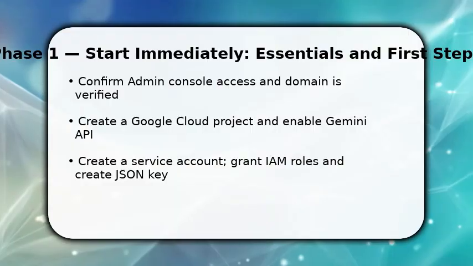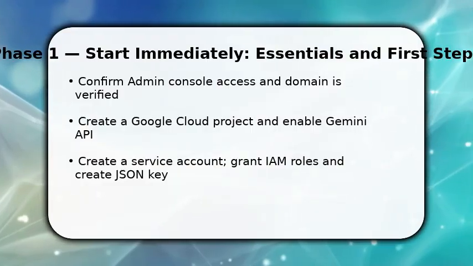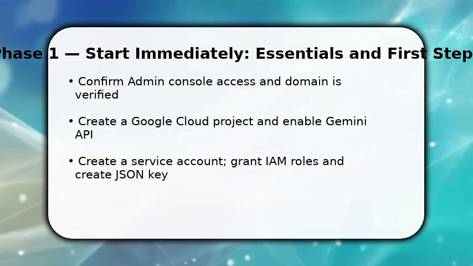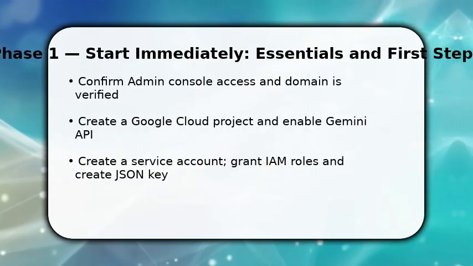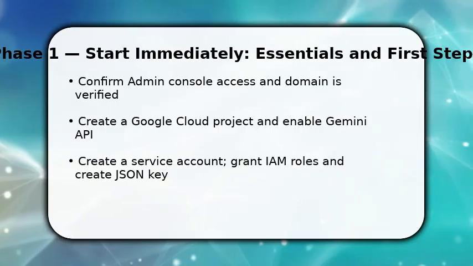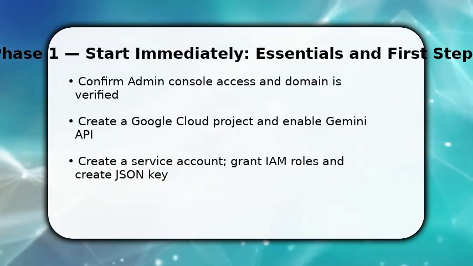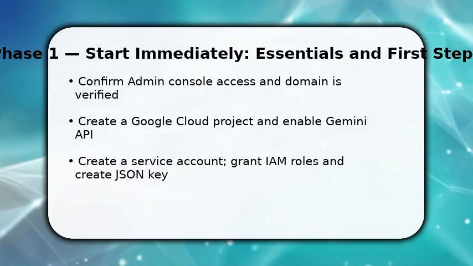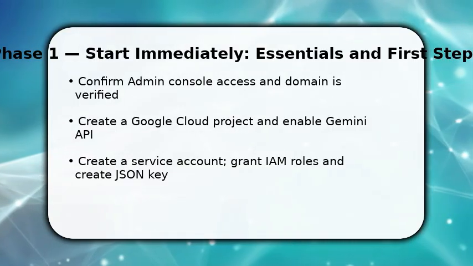Enjoy the video. You start by preparing access and resources. This is where speed matters. In Admin Console, confirm you have superadmin rights because you will change organization-level settings. Once done, open Google Cloud, create a dedicated project, and enable the Gemini API. Make sure billing and APIs are active to allow requests.